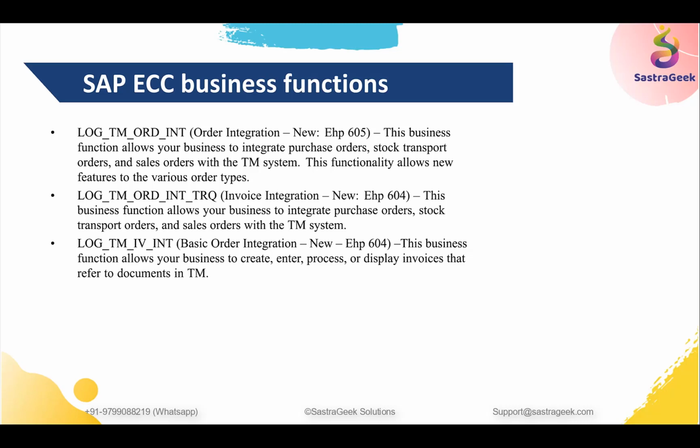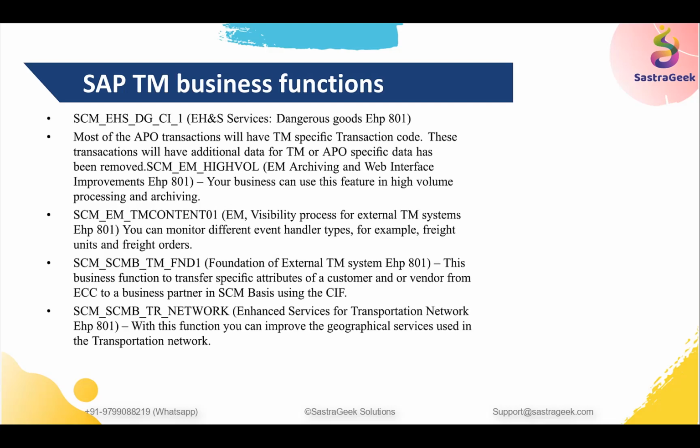So now we saw that these were the ECC functions. These are the TM business functions which need to be activated so that TM is able to communicate between those. The EHS is for dangerous goods, environment, health, and safety. Those are specifically coming to the TM.